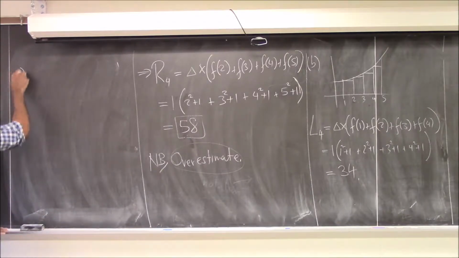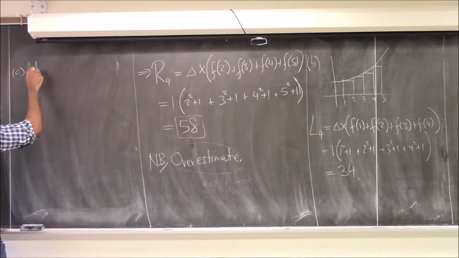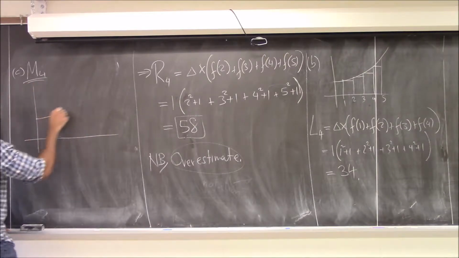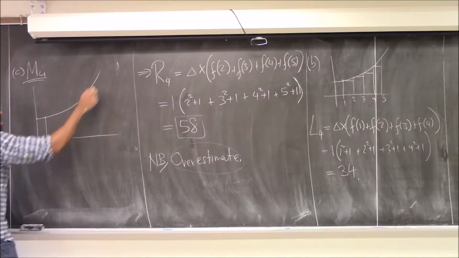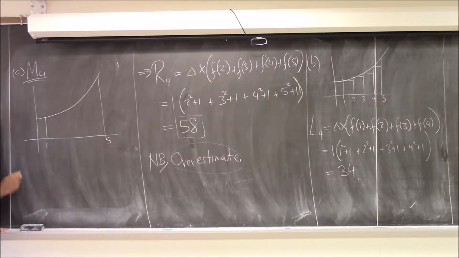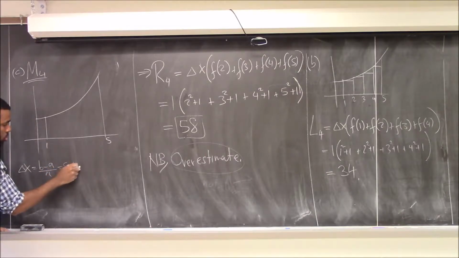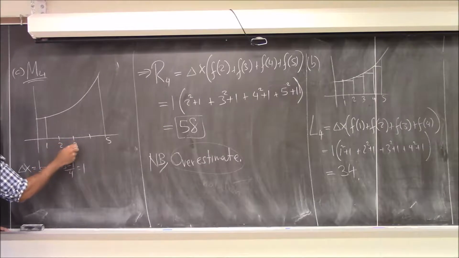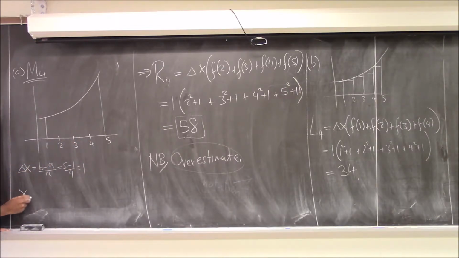So if you do part C, let's use the midpoint. Let me draw a picture here. So this is 1, this is 5. Your delta x is the same, b minus a over n, which is 5 minus 1 over 4, which is 1. So you start by first dissecting it according to the delta x anyway, but now you're going to start with your x1 star to be the guy that's in between 1 and 2.